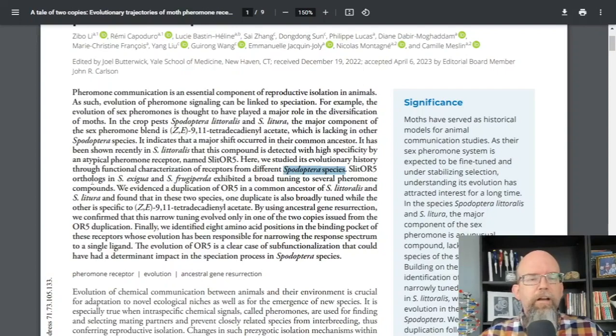The olfactory receptor 5 orthologs in Spodoptera exigua and other species, whose names I can't pronounce, exhibited a broad tuning to several pheromone compounds. So what they found is that this same olfactory receptor gene, or the protein, has a broad tuning to multiple different pheromone compounds. So you can think of it as a protein that these males produce, and females also actually make this receptor as well, to a lesser extent.